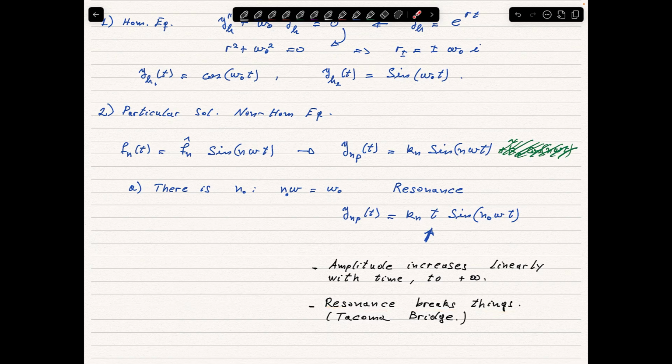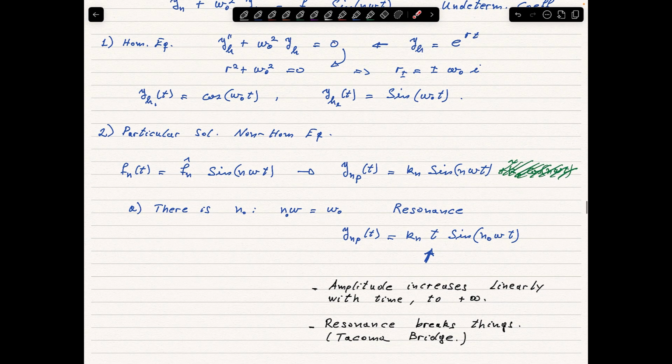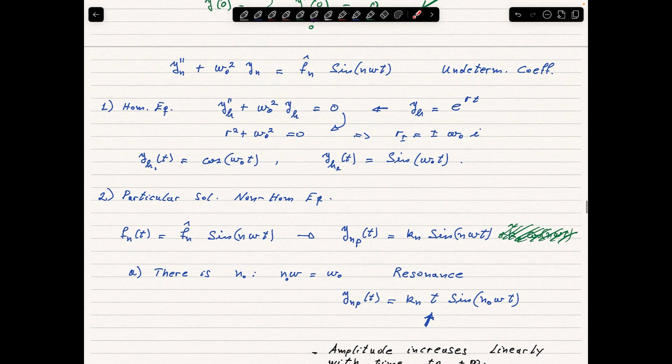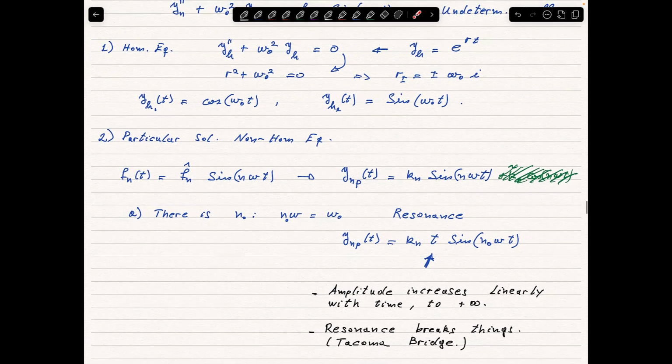There is a famous video of what happened to the Tacoma Bridge. The Tacoma Bridge was constructed, and they didn't notice that one of the natural frequencies in the system, so things in real life have many natural frequencies. Our spring has only one, but in real life different things have different natural frequencies, and one of the natural frequencies actually was the same as one of the driving frequencies. Let's see what happens in that case.